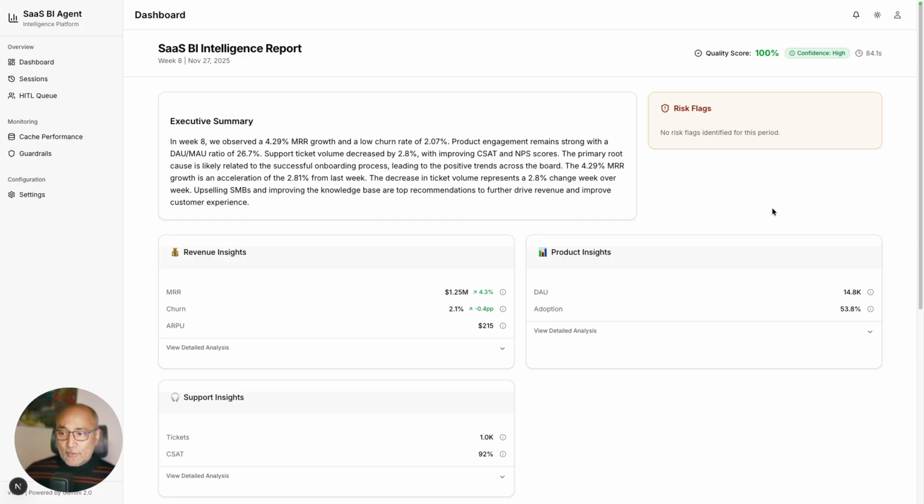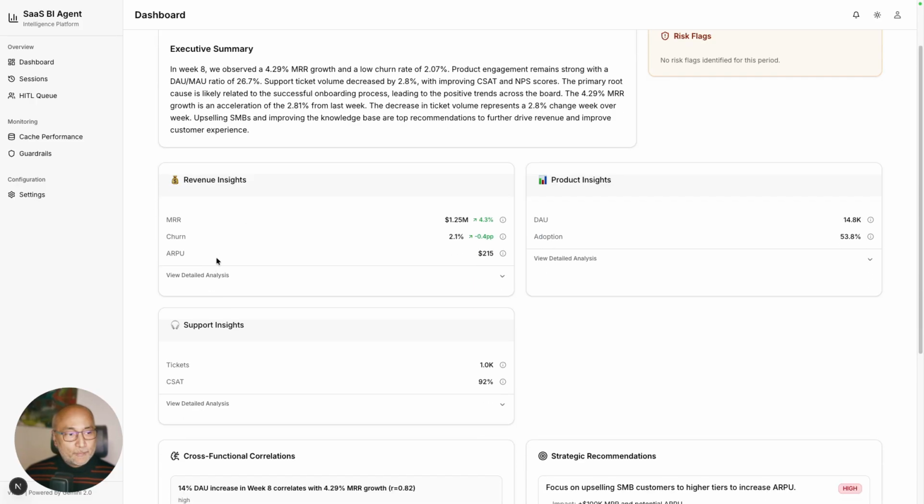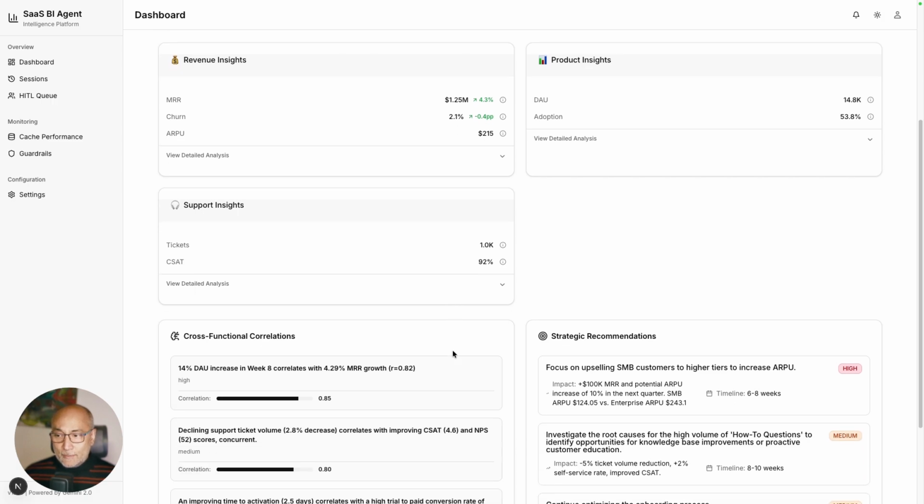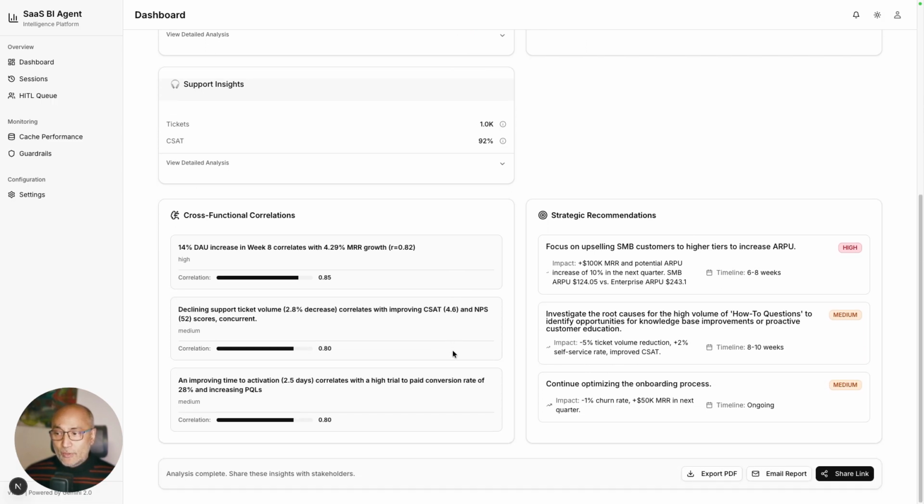Here's what the synthesizer produced. We have an executive summary, domain-specific insights, and this is key, cross-correlations that connect revenue trends to product engagement to support patterns. See these recommendations? These insights take human analysts weeks to discover.